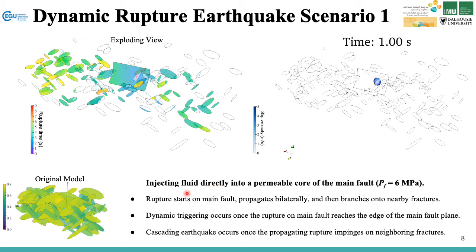The rupture starts on the main fault plane, then propagates bilaterally left and right, and branches into neighboring fractures. Strong dynamic triggering occurs once the rupture on the main fault reaches the edge of the fault plane, especially on the left side of this main fault. As you notice, the cascading rupture occurs when the propagating rupture impinges on the neighboring fractures.